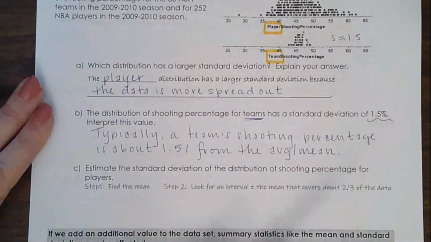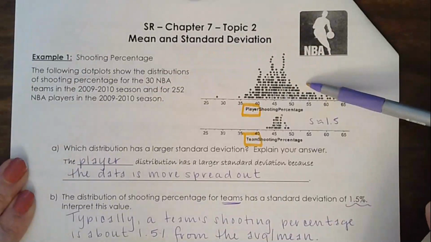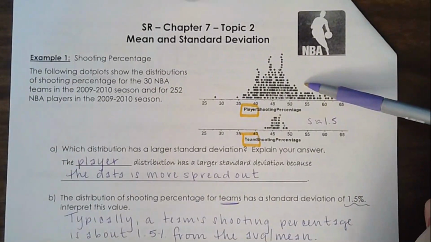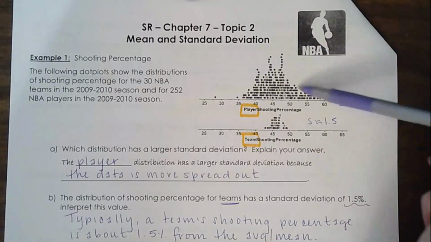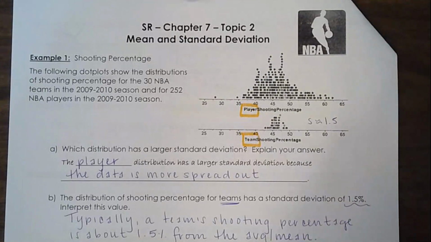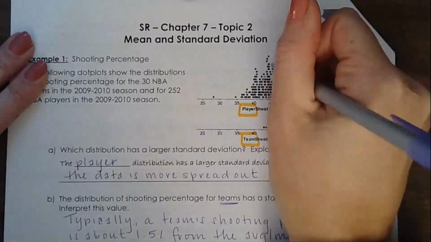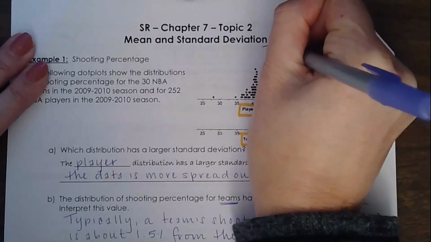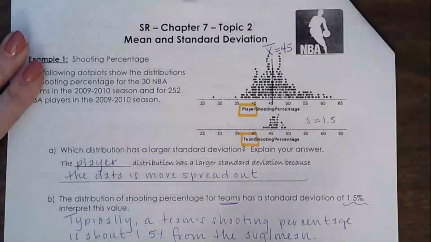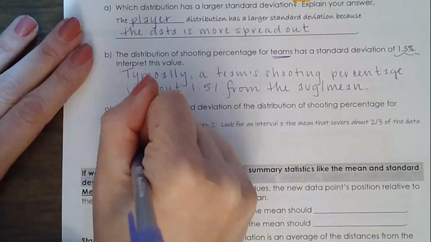It says now estimate the standard deviation for the shooting percentage for players. It gives you a hint. Step one, find the mean. So I'm going to find the mean of this distribution. It's symmetrical, so the mean would be in the center. I'm going to say the mean is about 45. Do you agree? Hopefully. So step one, find the mean. I estimate the mean to be about 45.